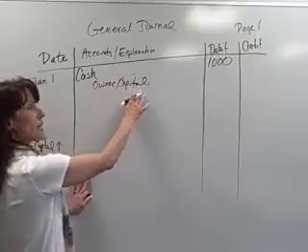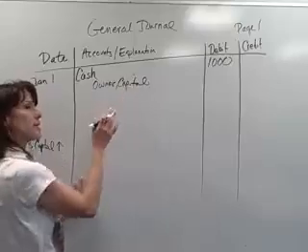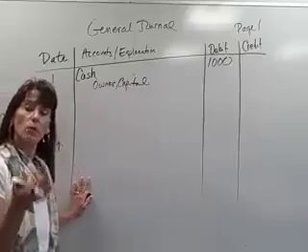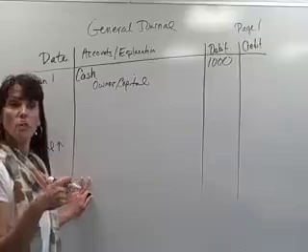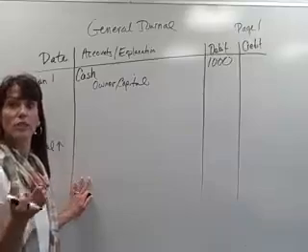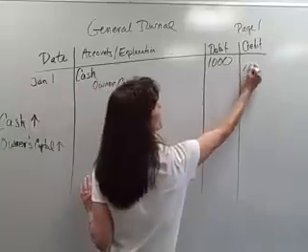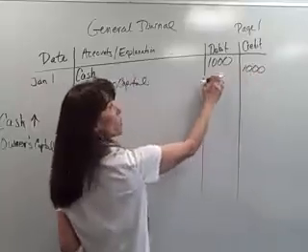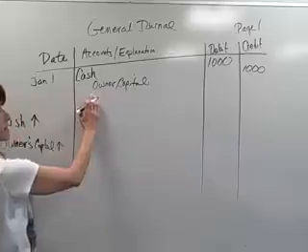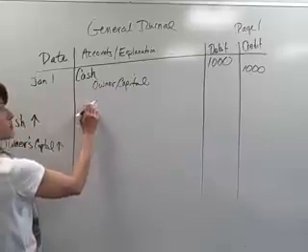Write out the full name of the account. Try not to abbreviate, because when people want to go back and look at the journal, you might have abbreviated it so much they don't understand what the account was. So please don't abbreviate. And then we're going to put the dollar amount here. We can see both the debit and the credit, the two accounts affected.